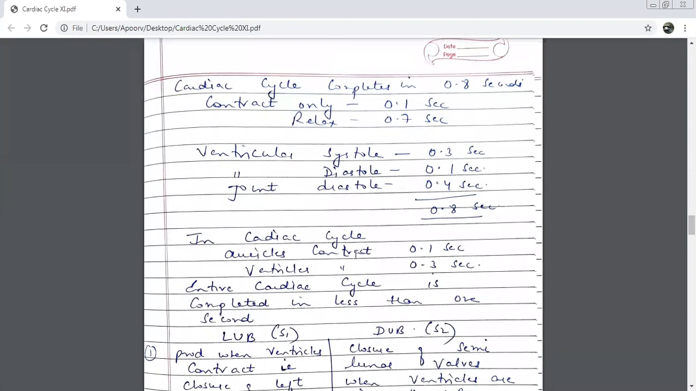Now let's come and conclude. In the cardiac cycle, auricles contract or work for only how many seconds? 0.1 second. And ventricles are contracting and working for only how many seconds? 0.3 seconds. And the entire cardiac cycle is of how many seconds? 0.8 seconds. 0.8 का 50% कितना होता है बेटा? 0.4 seconds.